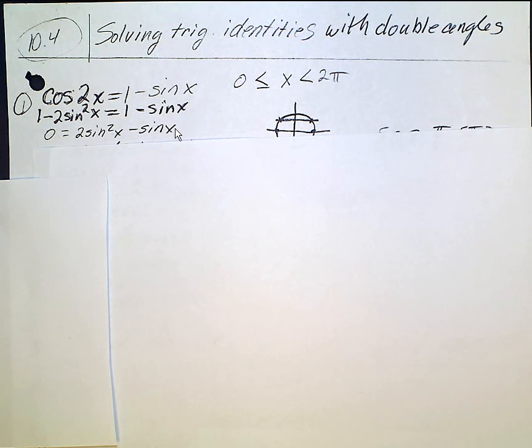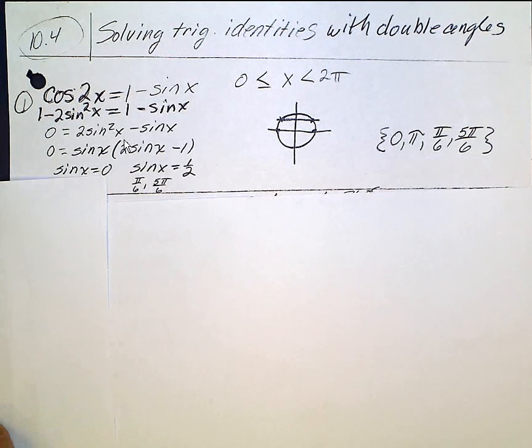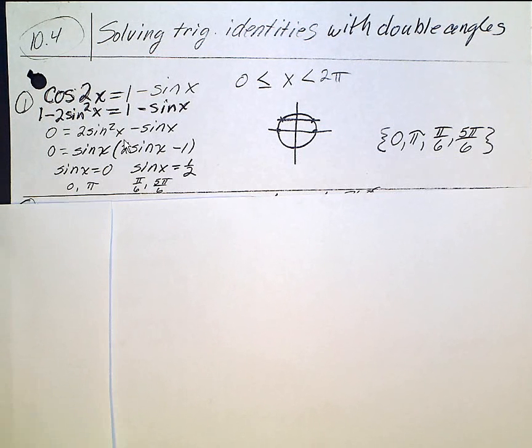Both of these have a sine in common, so I'm going to factor the sine out. When you set each factor equal to 0, that means I'm going to figure out where sine x equals 0 and where 2 sine x minus 1 equals 0. Well, sine x equals 0, if you remember on our unit circle, that means the y value, where have you gone up and down, nothing at all. That's going to be at 0 and at pi. Notice I put 0 and not 2 pi because the domain includes the 0 and not the 2 pi. So 0 and then pi.